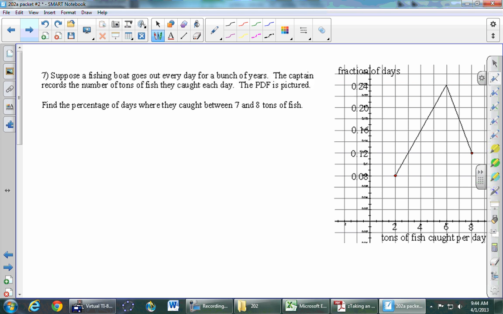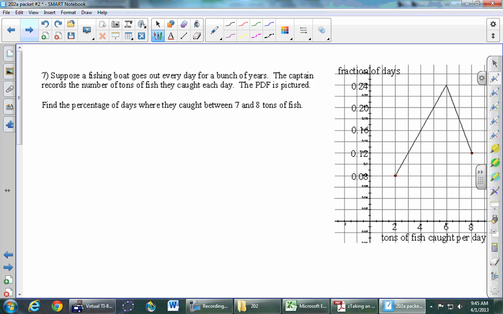Okay, so here's the PDF. What is the least number of tons of fish that we might catch on a given day? 2. You can see 2 tons is the first point. What's the most we've ever caught? 8. What's the most common number of tons that we catch? Is 6, right? Because that's where the probability is the highest. The fraction is the highest.